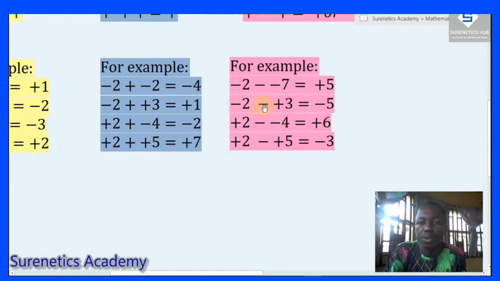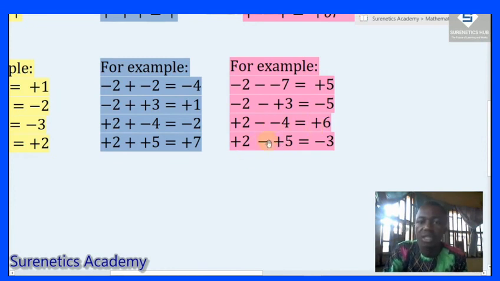Same principle here. When this negative multiplies this positive, you have minus. So minus 2 minus 3, you are owing 2 naira, you are owing another 3 naira. By the time you add together what you are owing, you are going to be owing 5 naira, which is minus 5. Then this will always give positive, because when this minus multiplies this minus, you have plus. So plus 2 plus 4 will give you plus 6.